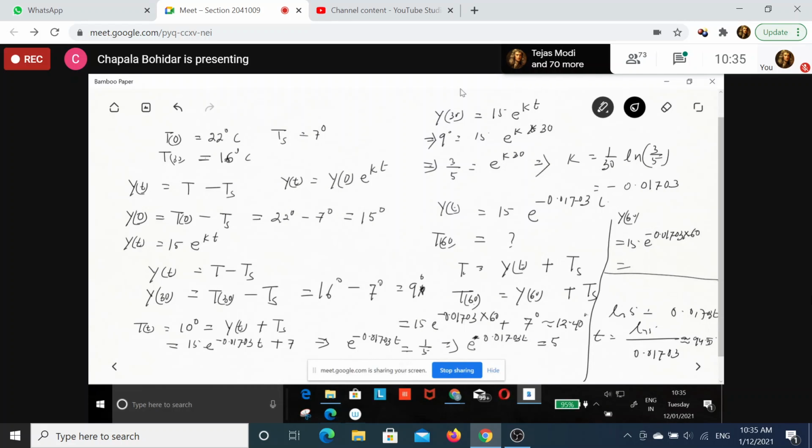Is it clear? All of you clear on this problem, Newton's law of cooling? Though we know the solution of this formula, by converting it this way, we solve our problems. Ma'am, is it 94.5 minutes or seconds? Let me check. It is given as minutes.